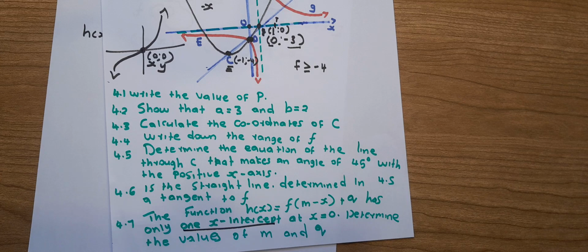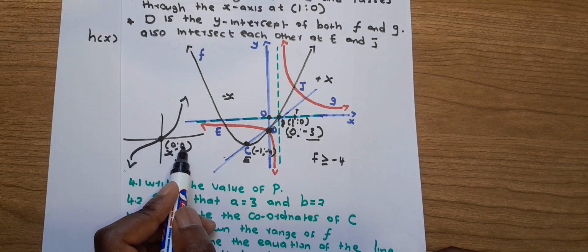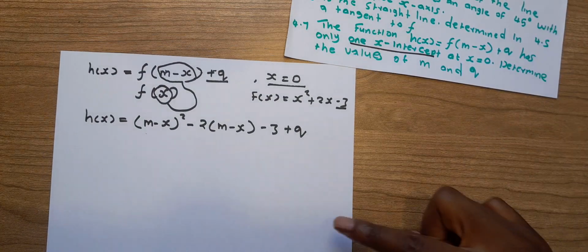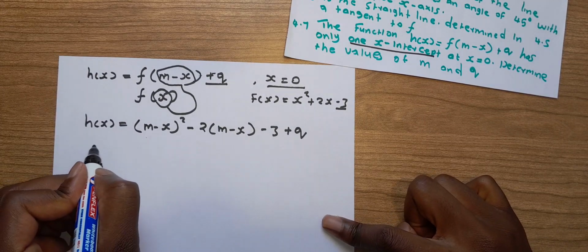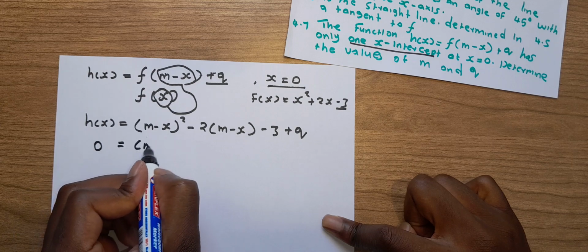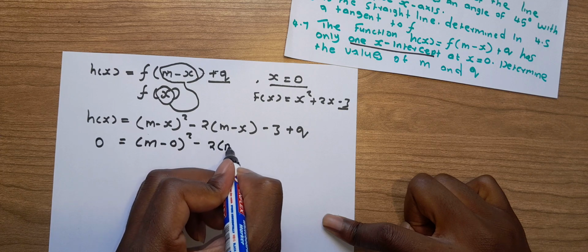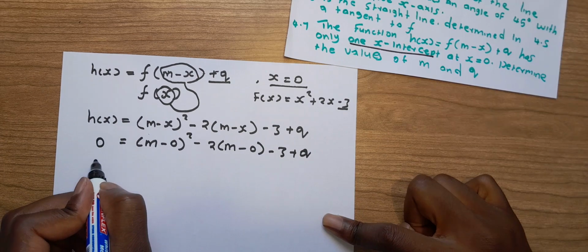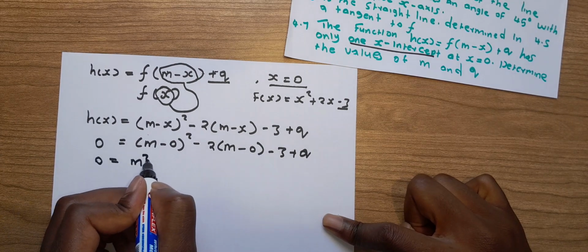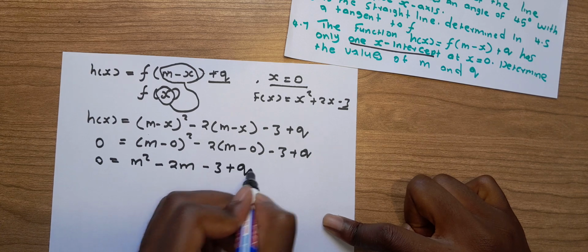So the moment it passes at x equals 0, it means also the value of y is 0, right? So we know that when x is 0, also y is 0. So I'm going to put 0 on h at x equals to m. Whenever there's x, I'm going to put 0 equals m squared minus 2m minus 3 plus q.